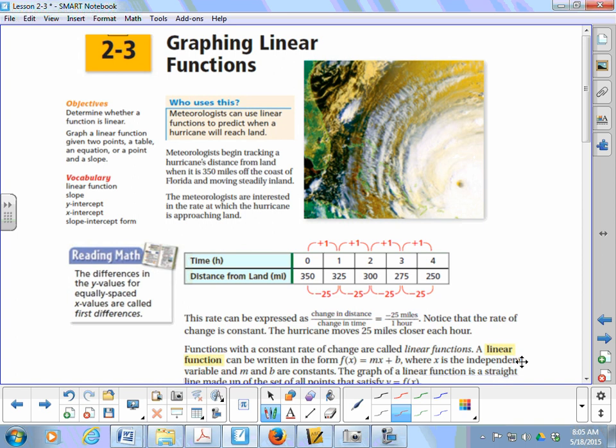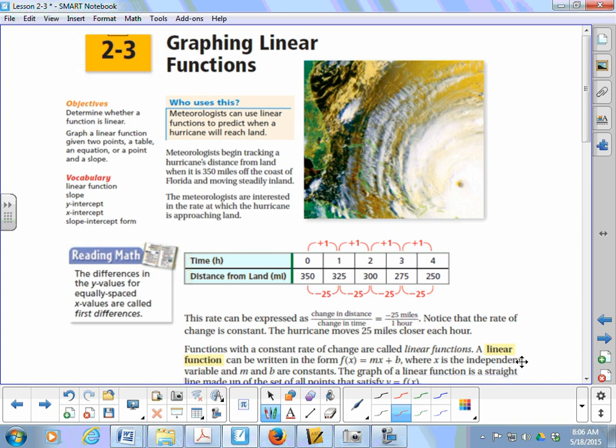All right, so meteorologists begin tracking a hurricane's distance from land when it's 350 miles off the coast of Florida, moving steadily inland. The meteorologists are interested in the rate at which the hurricane is approaching land. Now, we've had a couple big ones lately, haven't we? Unfortunately, the one that hit Nepal was an earthquake, not a hurricane, but we have had some of them recently that are pretty destructive.